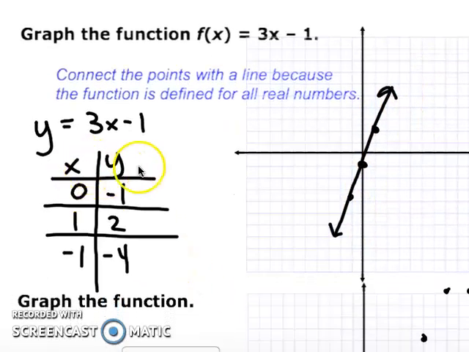So I made a t-chart, and then I plugged in 0. I got negative 1. I plugged in 1. I got 2. Plugged in negative 1, and I got negative 4. And again, you can choose any numbers you want for your x values. Plotted my points, connected into a line, and make sure you have arrows on it because it continues in both directions.